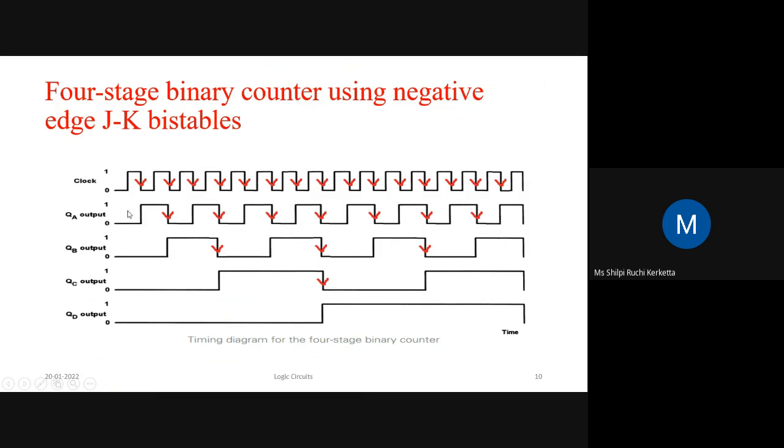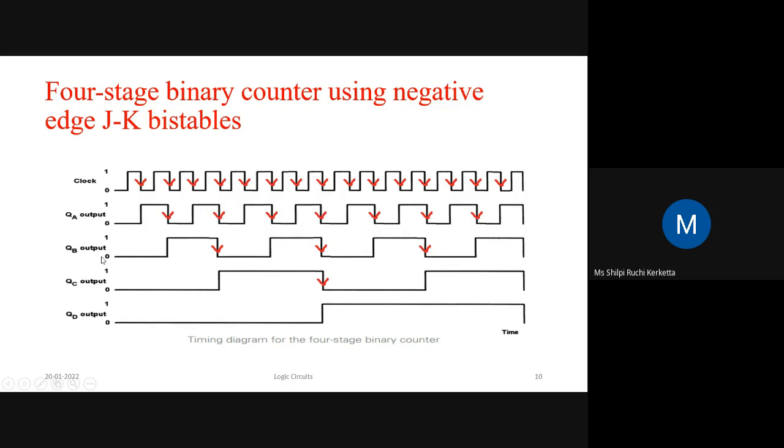So this is the clock. Initially we are giving all 0. Whenever the first negative edge triggering is there, it will flip from 0 to 1. Then again, the second negative edge triggering is there, so it will change from 1 to 0. Then the third is there, so it is changing from 0 to 1.